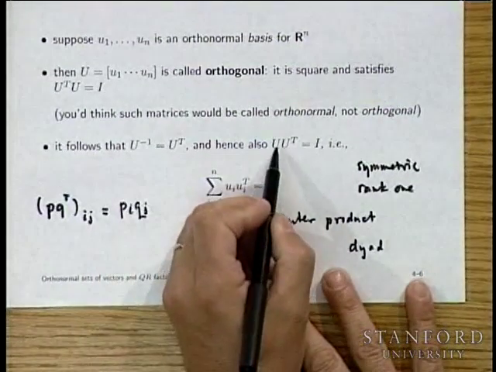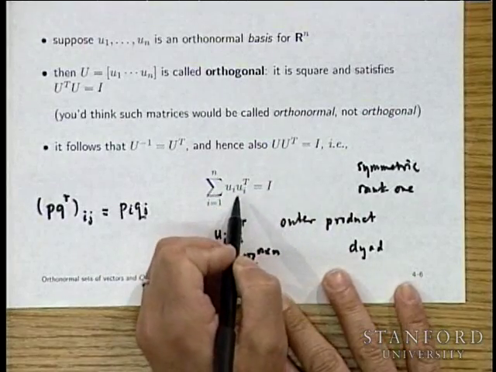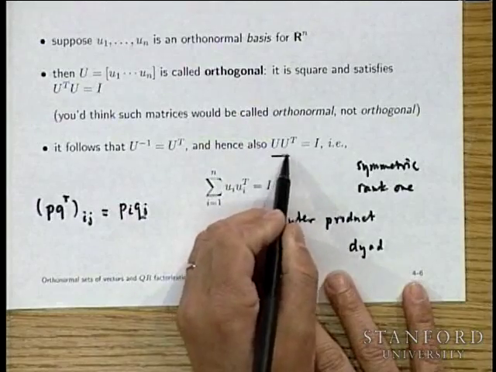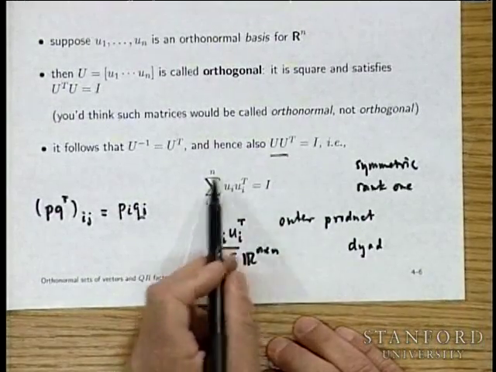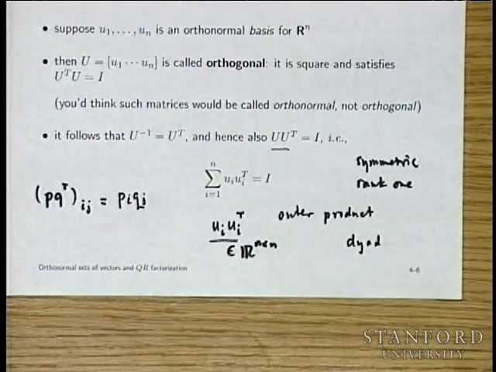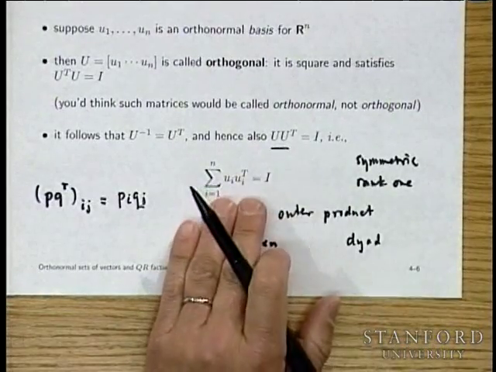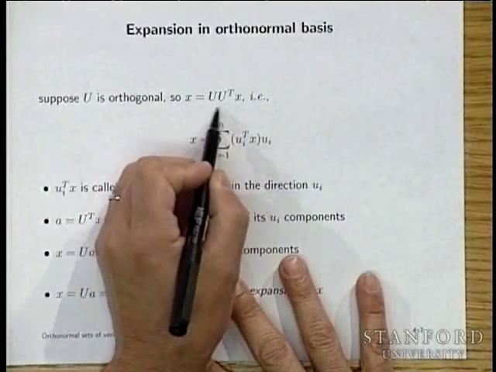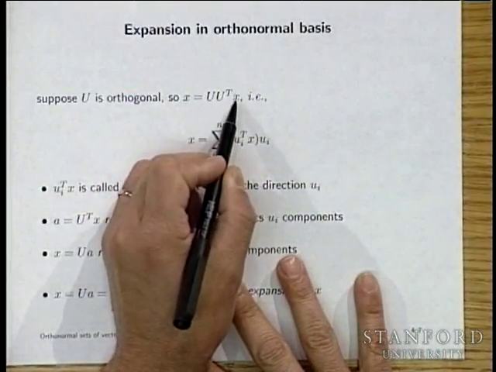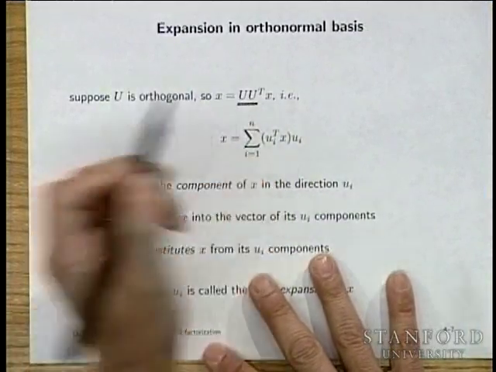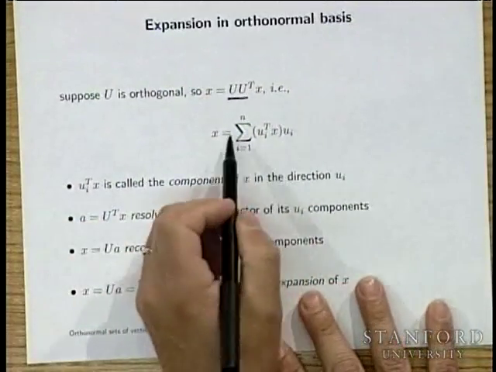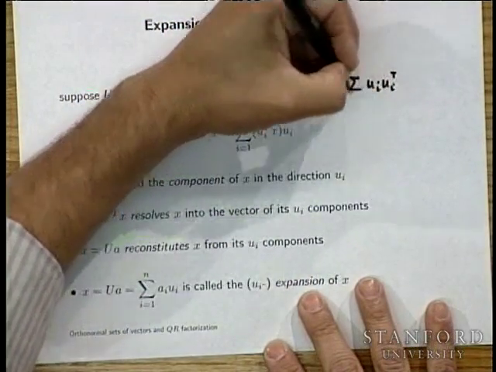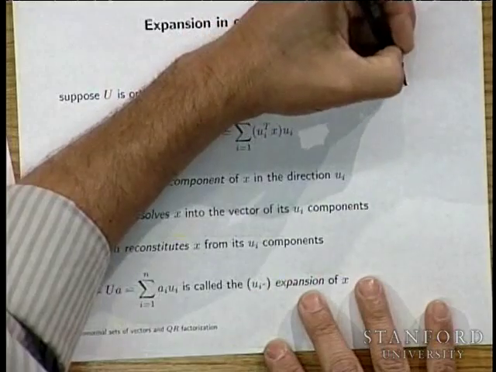Our main story is that UU transpose equals I can be written this way. And you could check on this. This is just one way to expand this thing, is to write it out as the sum of u_i u_i transpose. Okay. Let's see what this means. There's lots of ways to say this. If x is UU transpose x, well, because UU transpose is I, we can write x equals the sum of u_i u_i transpose, i equals 1 to n, times x.